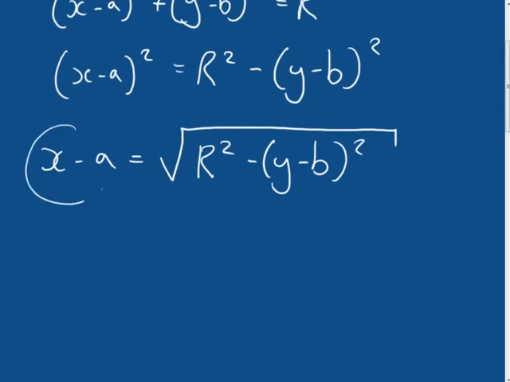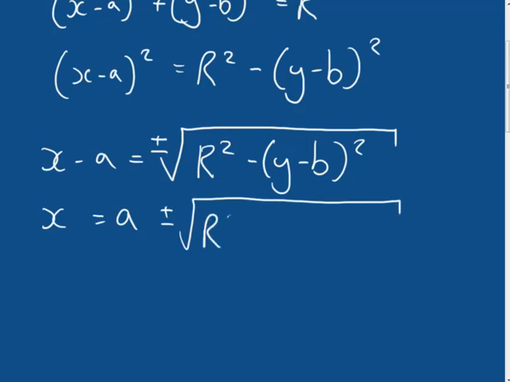Now notice we're solving not to find a distance in this case, but to find some other value. In this case, we're finding the value of a coordinate. That means we must take the positive and negative square root. We can't just take the positive square root because we're not just finding a distance. We are indeed finding a coordinate value. So the last thing we need to do is get rid of that a. We can simply do that by adding a to our equation. So x is equal to a plus or minus the square root of r squared minus (y minus b) squared.